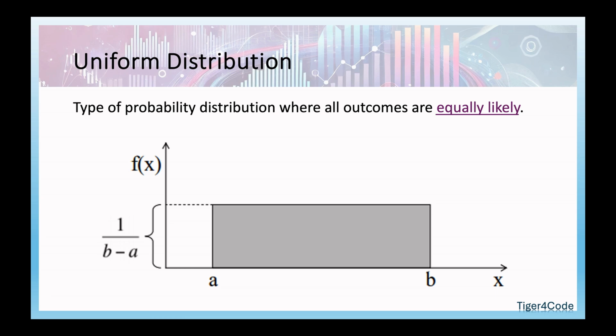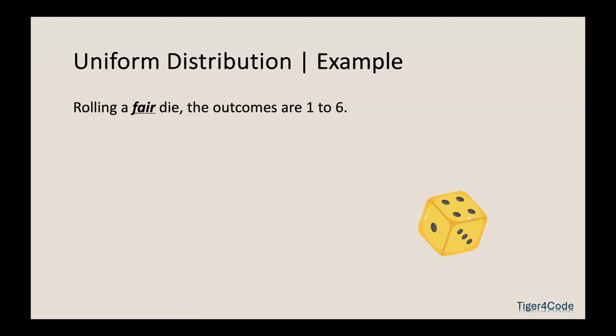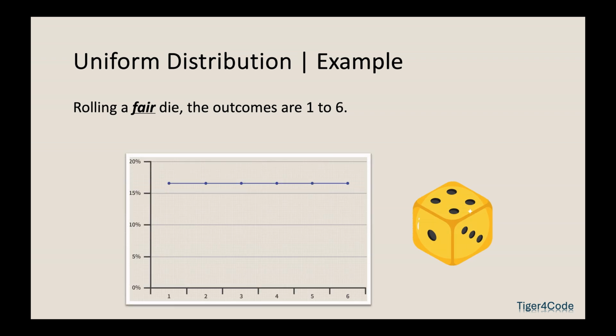Uniform distribution. It is a type of probability distribution where all outcomes are equally likely. As you see, it has a rectangular, flat shape. Uniform distribution has the following formula, where it is defined by 2 parameters, A, the minimum, and B, the maximum. An example of a uniform distribution is rolling a fair die, where the possible outcomes are 1 through 6. The probabilities of getting those outcomes are equally likely, and that is the basis of a uniform distribution.